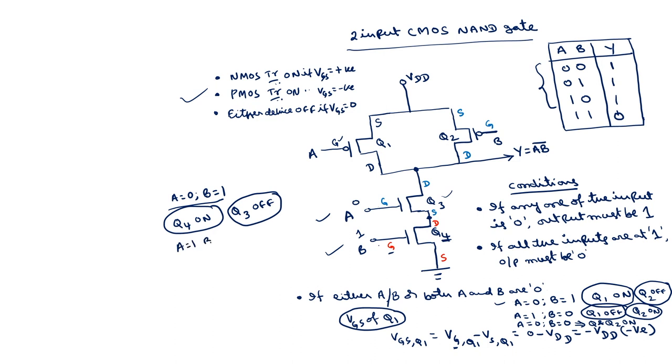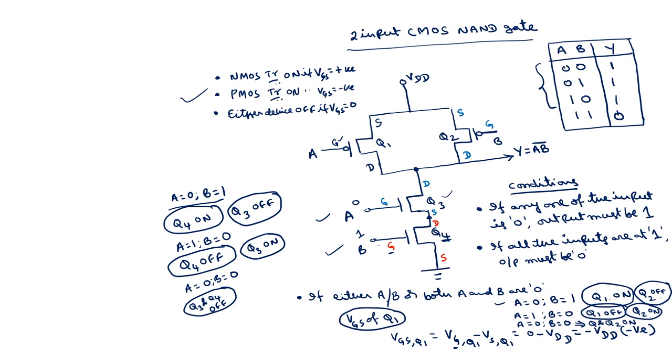For A is equal to 1, B is equal to 0, reverse, Q4 is off. You can easily verify this using the VGS. Q3 is on. If both are 0, both will be off. Whereas in case of PMOS, in one case Q1 is on, Q2 is off, other case Q1 is off, Q2 is on, in the third case both will be on.